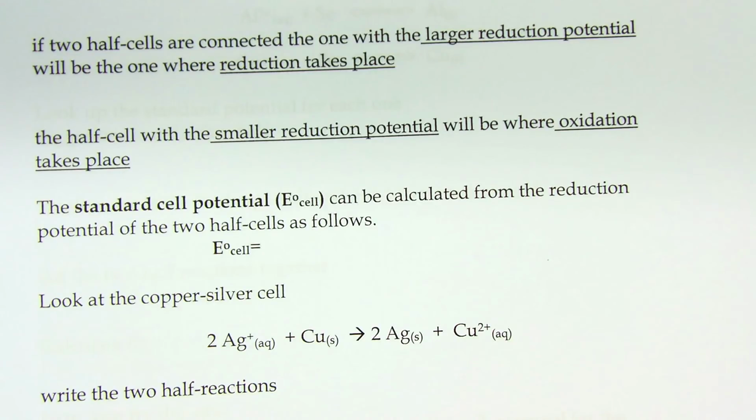So when we hook these cells up together, we can predict what's going to happen spontaneously. Because what will happen spontaneously is the one with the bigger reduction potential will get reduced. The one with the smaller reduction potential will get oxidized. So let's go ahead and look at an example.